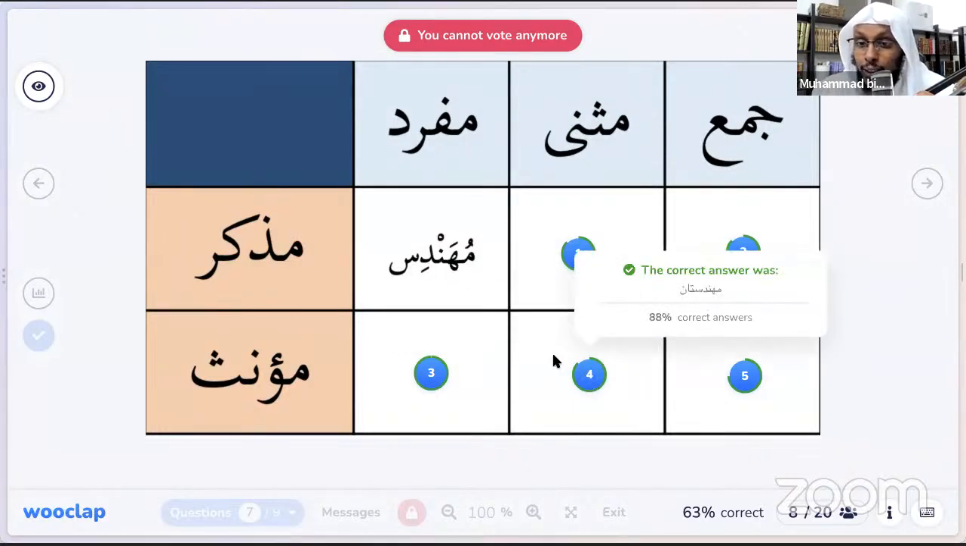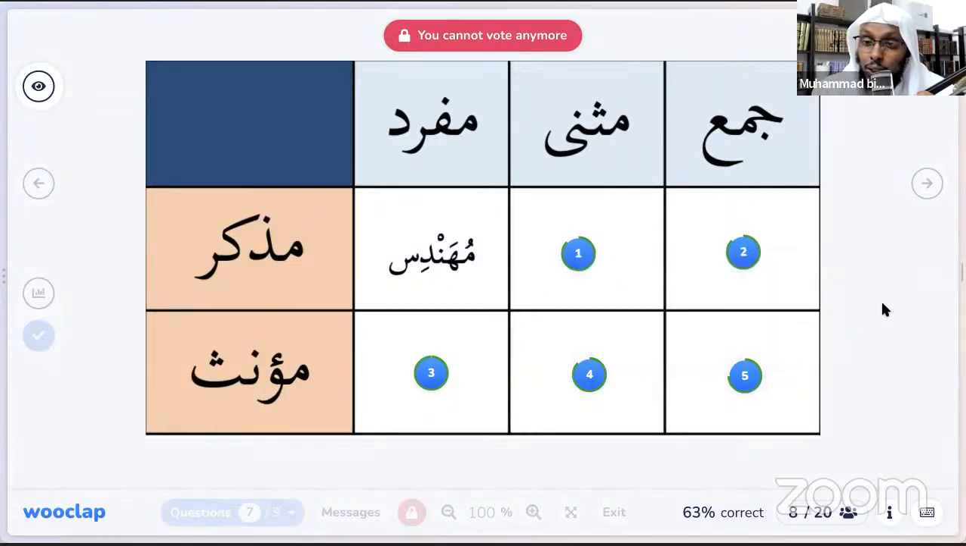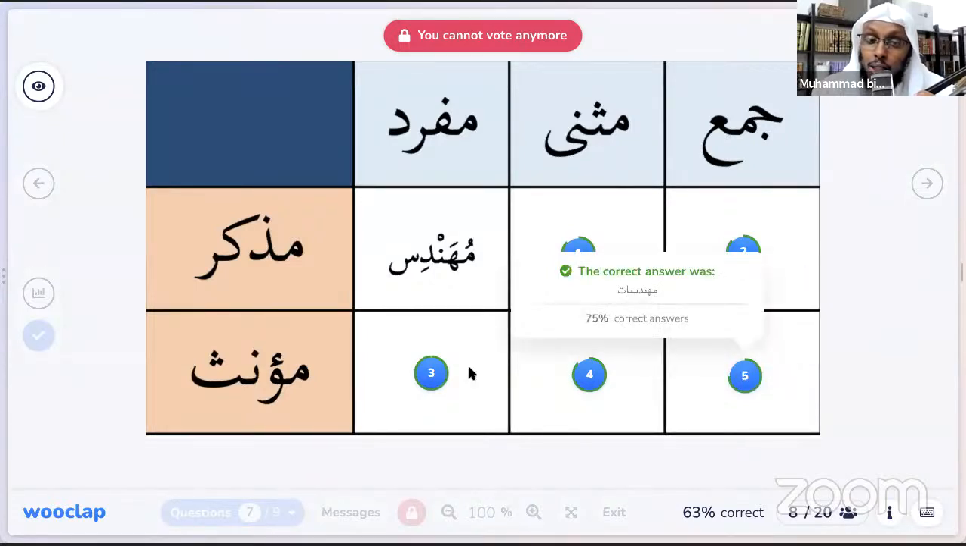Then we have Muhandisatani, 88% correct. Yes, we add just an alif and noon to the Muhandisa. So we have Muhandisatun here with the ta, and we add an alif and noon. This ta is the difference between Mudhakkar and Mu'annath. The Mudhakkar, masculine, is Muhandisun, whereas the Mu'annath is Muhandisatun. So that ta is the difference. And then the Jama', we take Muhandis and add alif and ta, which makes it Muhandisat.